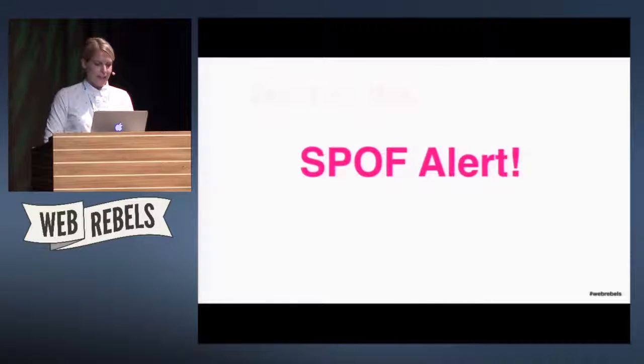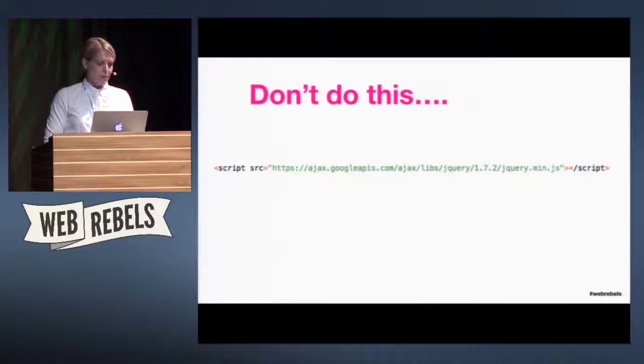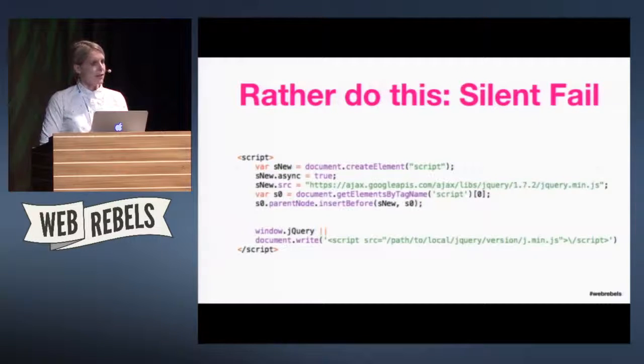So don't do that. Another option you could do here: yes, you can include that script tag and go to Google to get your jQuery version. But just to be safe, do a silent fail. Basically, what it does is if it can't find it, or if Google is down for whatever reason, then you can just use your local version as a fallback with the document.write right there.